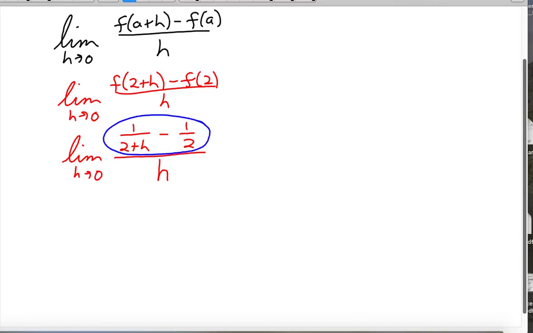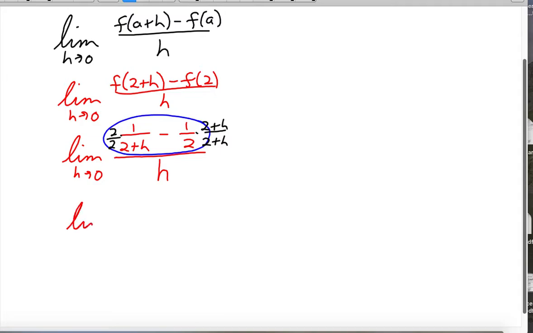How do you subtract fractions? You have to have a common denominator. So what's the common denominator? Well, I'm going to need to multiply the first fraction by 2 over 2, and the second fraction by 2 plus h over 2 plus h. Then I'll be able to subtract the 2 and combine my fractions.